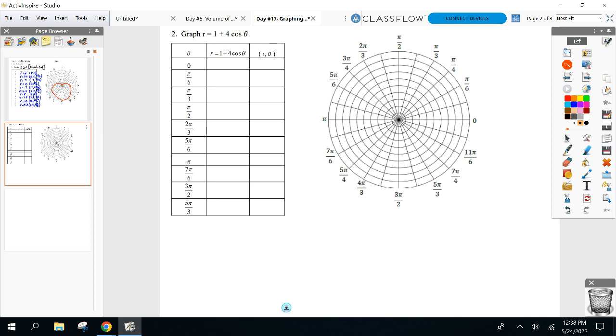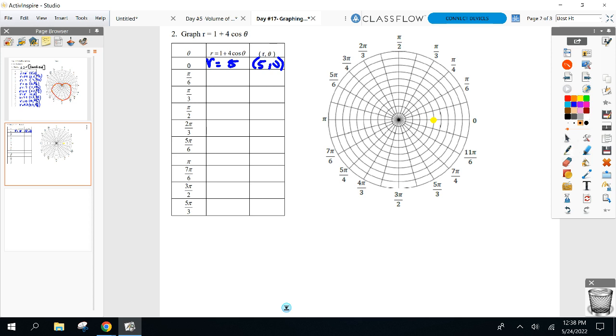Plug in 0. What do you got when you plugged in 0? 1 plus 4 cosine 0. 5. Yep, should have got 5 there. So 5, 0. Same way our last one started. I'm just forewarning everyone, keep track of the order.